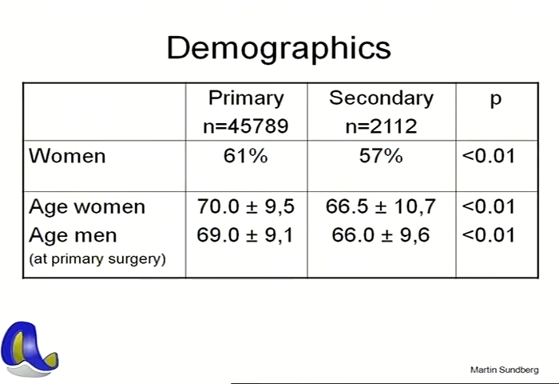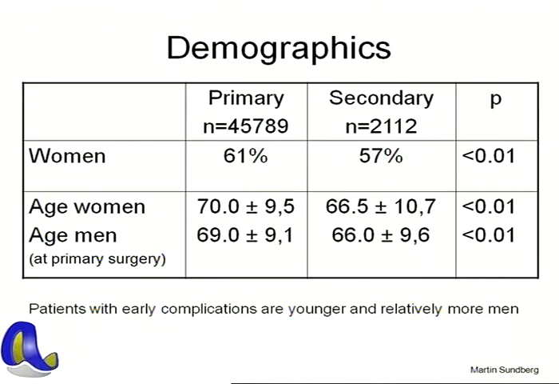Knee prosthesis surgery in Sweden is more common among women than men, and comparing the demographic data between the groups, there were relatively fewer women in the group having secondary surgery than in the primary group. And the patients with secondary surgery were also significantly younger than the primary group. So the typical patient at risk for secondary surgery would be a relatively younger man.